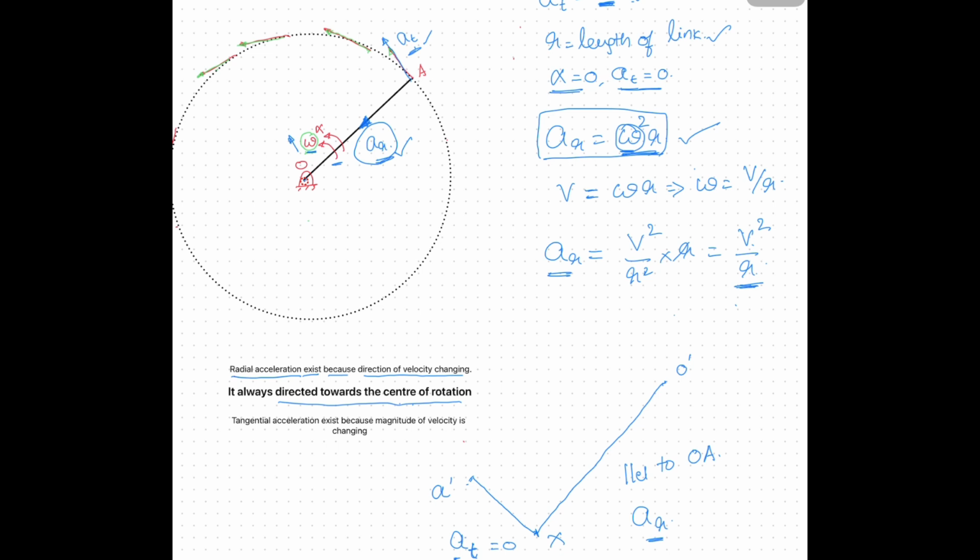Then we can join these two points, A dash and O dash. This is the final resultant acceleration of A with respect to O. Okay, in the next video, we will see some examples on various mechanisms.